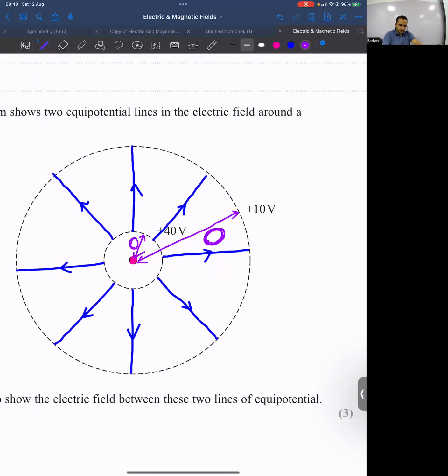So if this is the 10 volts, when this is the 40 volts, the distance from the center of the nucleus to 10 volts should be 4 times the distance from the center of the nucleus to the 40 volts. So can you first measure the distances? According to your diagram, from the center of the nucleus, measure and tell me, what is the distance to this 40 volts?